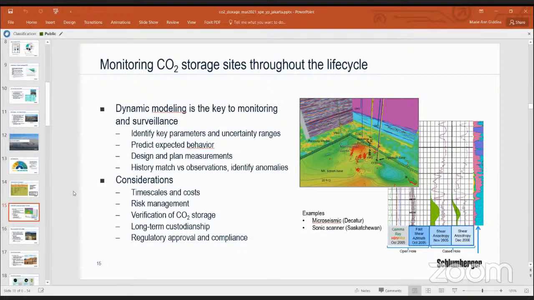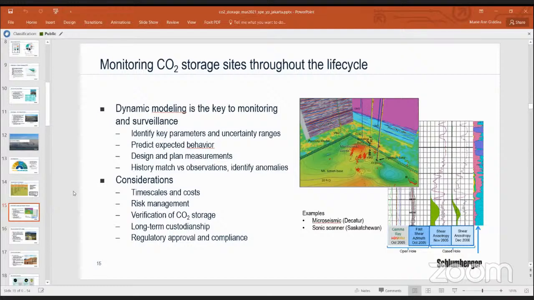By dynamic modelling, you can identify what are the key parameters, the uncertainty ranges, and predict behaviour over the lifetime of the storage, which enables you to design and plan measurements. After you've taken the measurements, you can also do history matching exercises to see whether your original assumptions were correct or whether anything is changing quite dramatically differently to what you predicted. And of course, you need to meet the requirements for long-term custodianship as well as short-term.